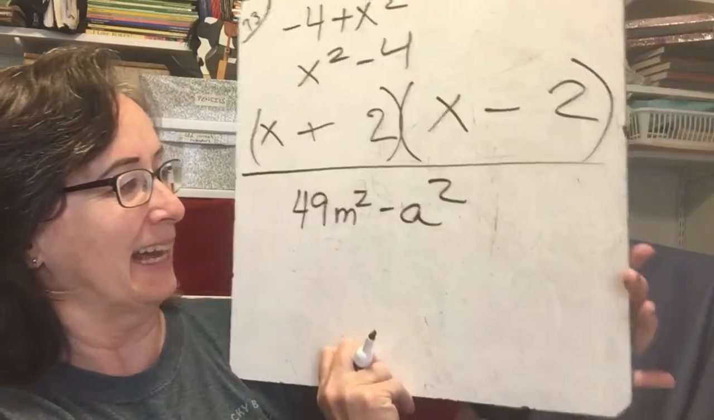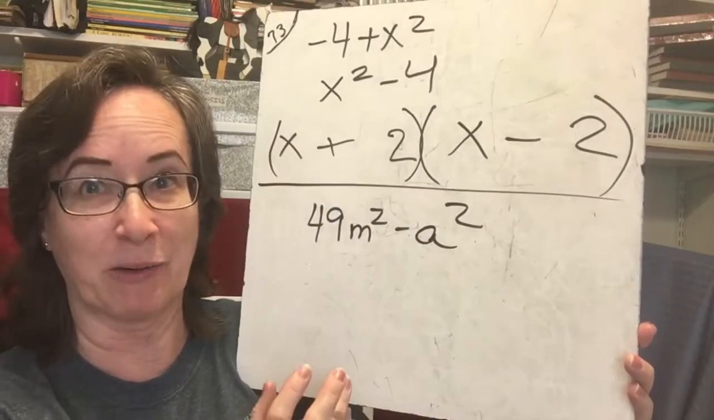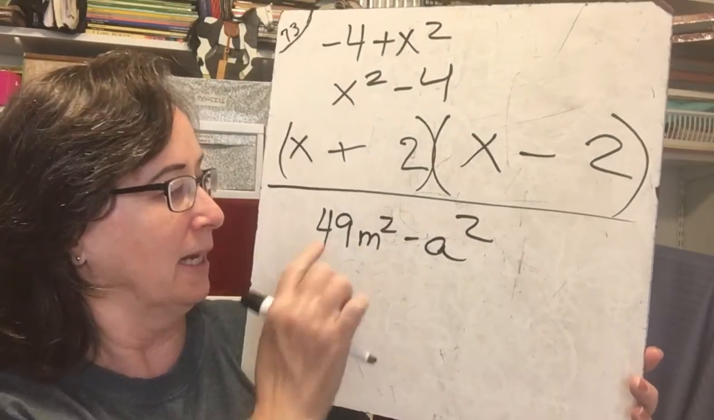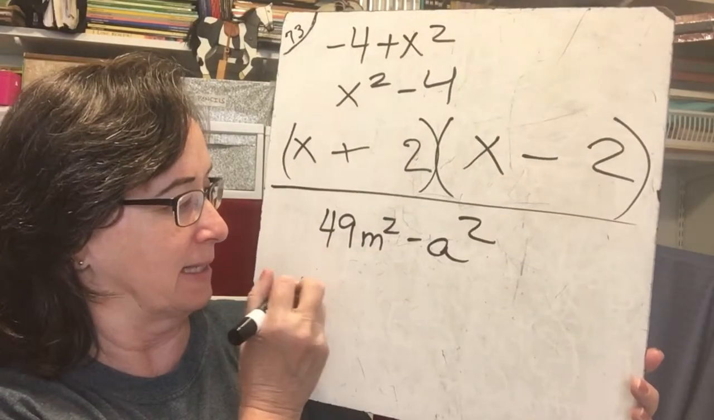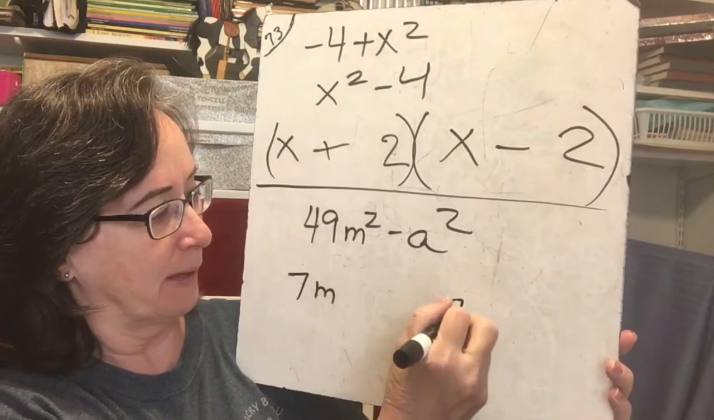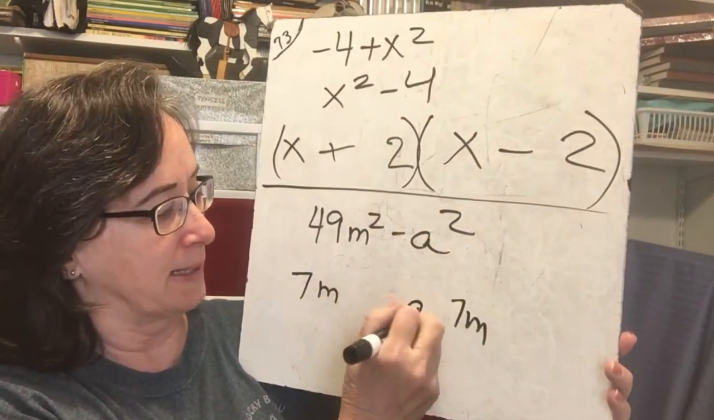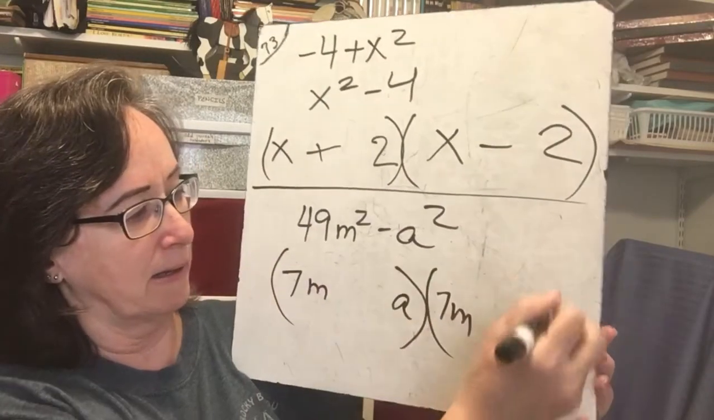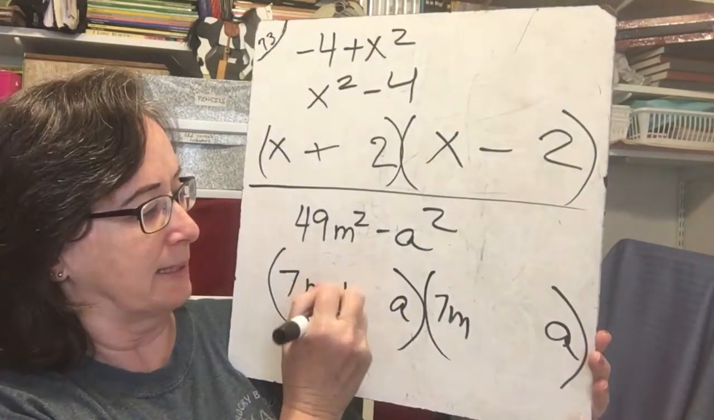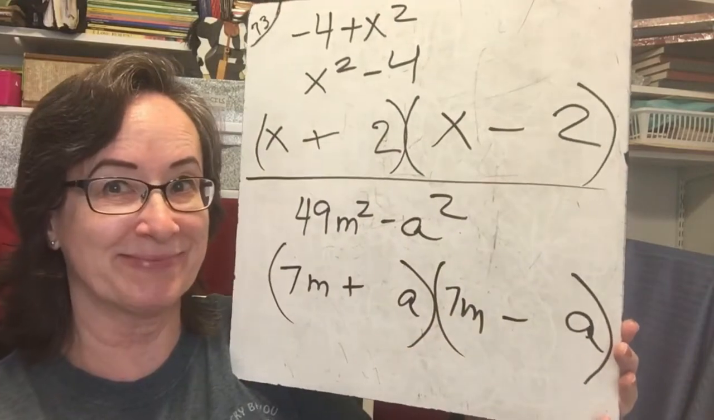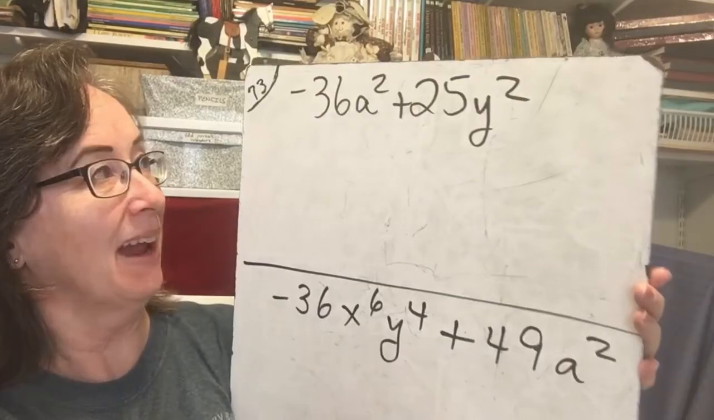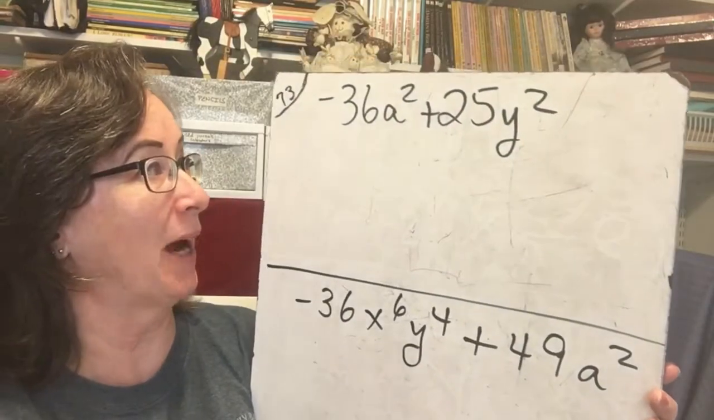Okay, the second example is in the correct order. This is fine. The square root of this one is 7m. The square root of this one is a, plus, minus. Pretty easy. All right, so two more practices.